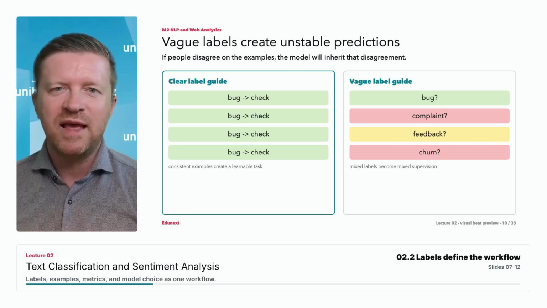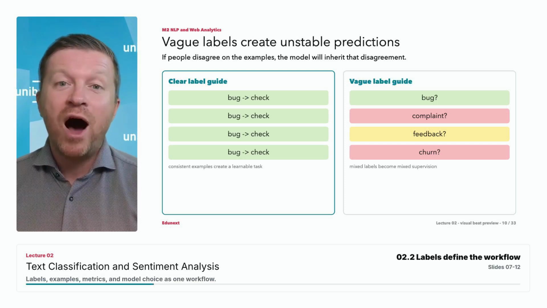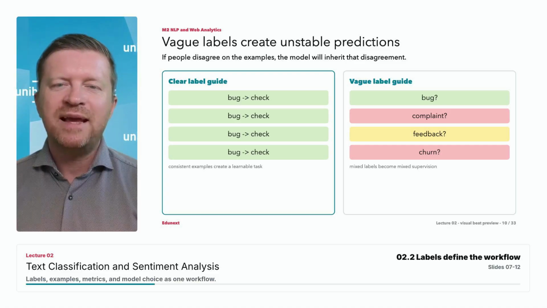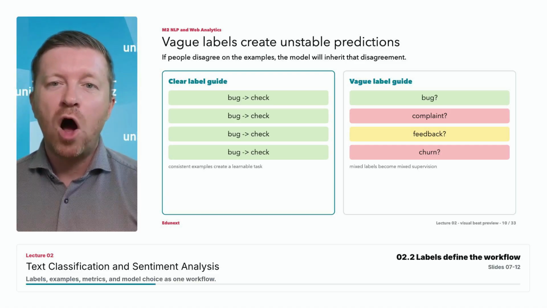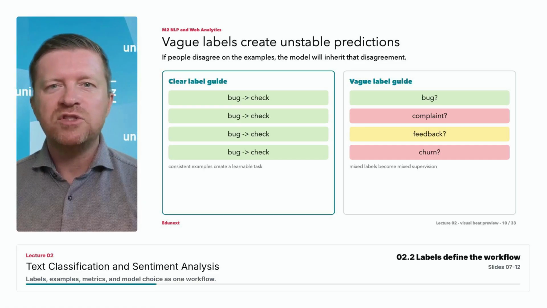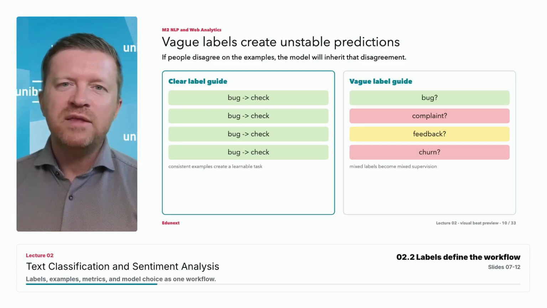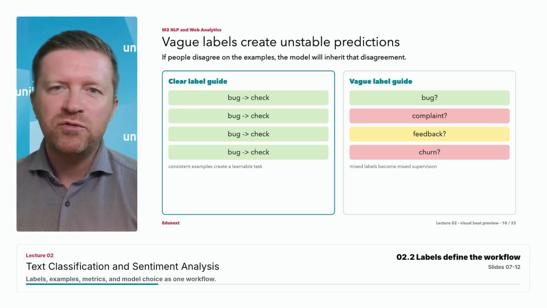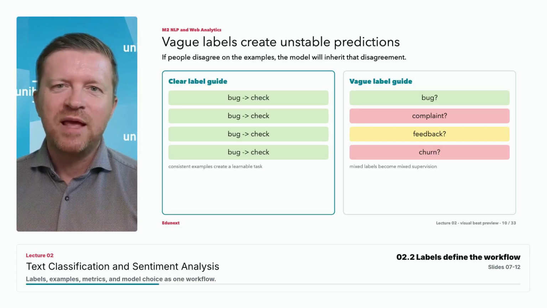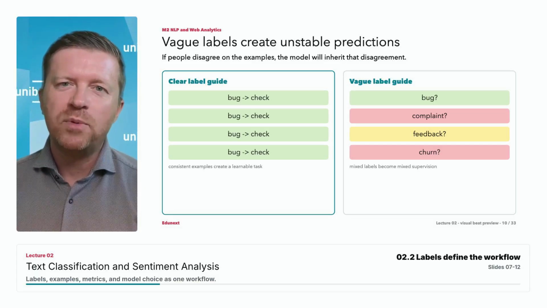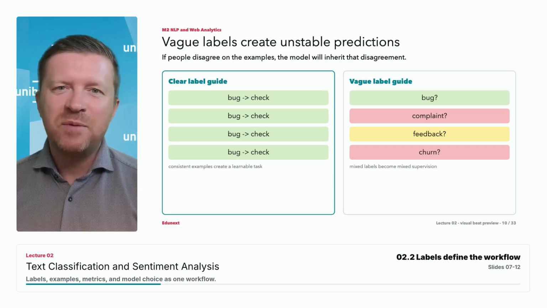For churn risk, an include example might be, "I am planning to leave." An exclude example might be, "I am annoyed today," if there is no sign of cancellation. The edge examples are especially useful because they make the boundary visible. Here is the naive workflow. Collect text. Ask people to label it. Train a model. The better workflow adds a review step.